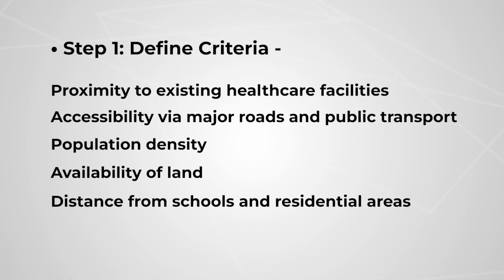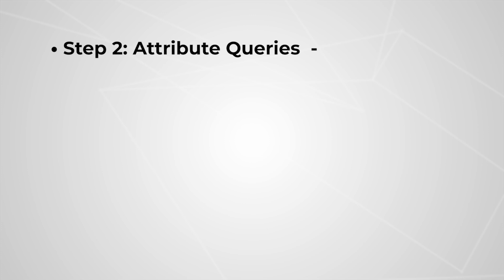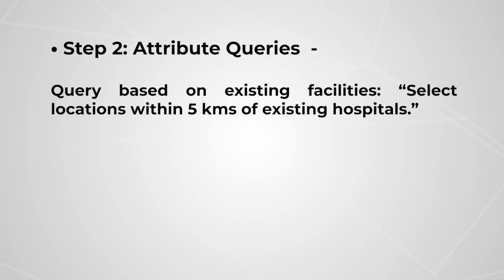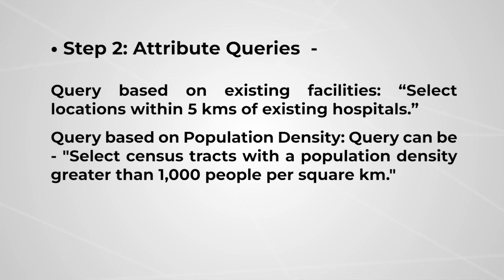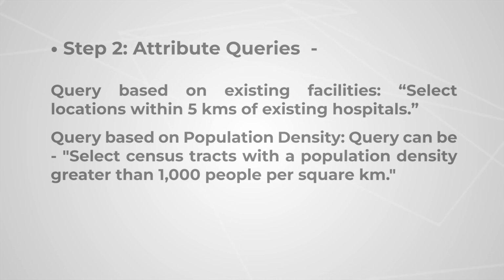So once you have defined the criteria, the second step will be to build attribute queries. Using GIS software, we can create attribute queries based on the criteria. For instance, for a query regarding proximity to existing facilities, we can ask GIS the query: select locations within 5 kilometers of existing hospitals. Or with respect to population density, the query can be: select census tracts with a population density greater than 1000 people per square kilometer.